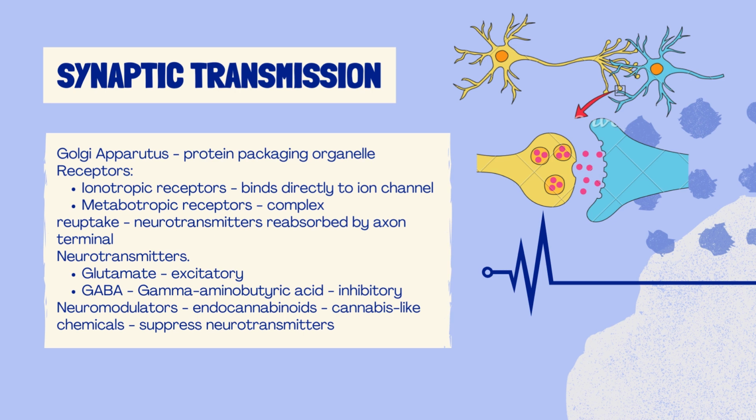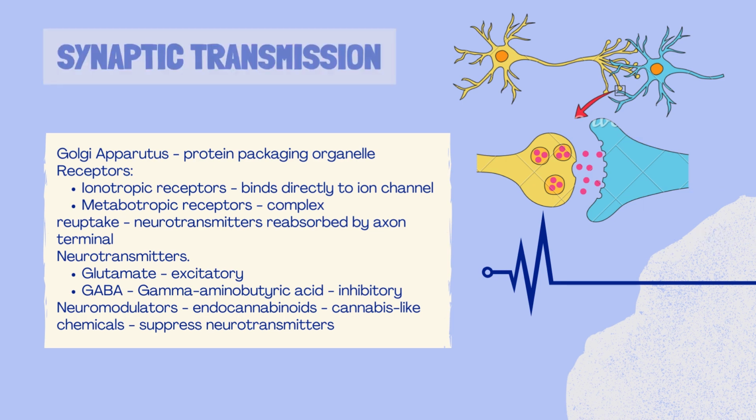Neurotransmitters come in different types. Glutamate is one of them, and it's excitatory. It's an excitatory neurotransmitter, as we talked about earlier. GABA is an inhibitory neurotransmitter, and it is an immunomodulator, and this consists of endocannabinoids, which are cannabis-like modulators, and these suppress neurotransmitters.